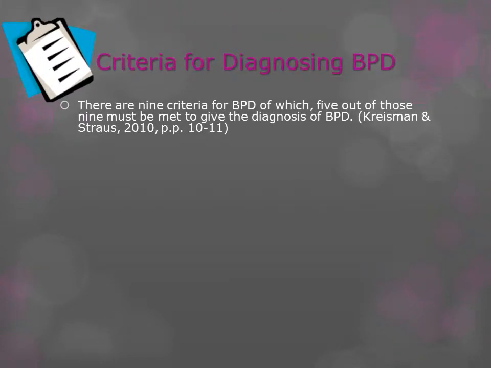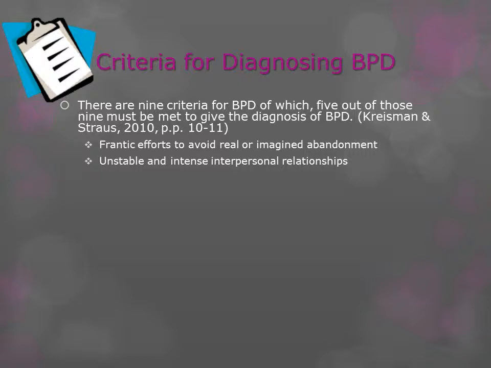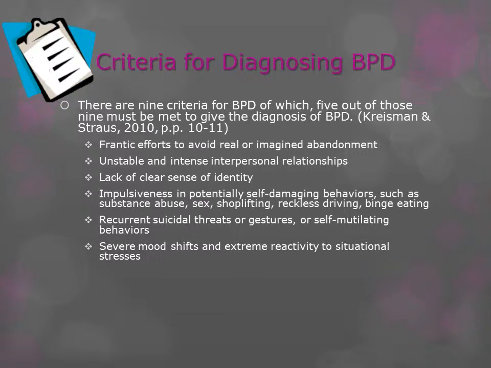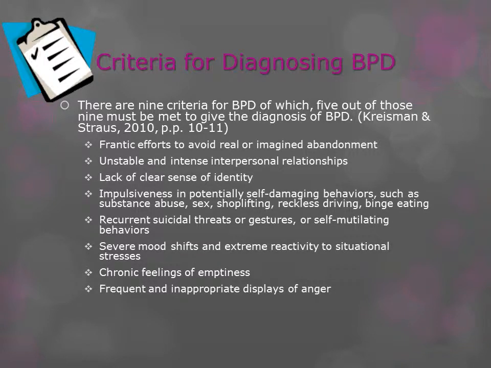There are 9 criteria for BPD, of which 5 out of those 9 must be met to give the diagnosis of BPD. Frantic efforts to avoid real or imagined abandonment, unstable and intense interpersonal relationships, lack of clear sense of identity, impulsiveness in potentially self-damaging behaviors such as substance abuse, sex, shoplifting, reckless driving, or binge eating, recurrent suicidal threats or gestures, or self-mutilating behaviors, severe mood shifts and extreme reactivity to situational stresses, chronic feelings of emptiness, frequent and inappropriate displays of anger, and transient stress-related feelings of unreality or paranoia.